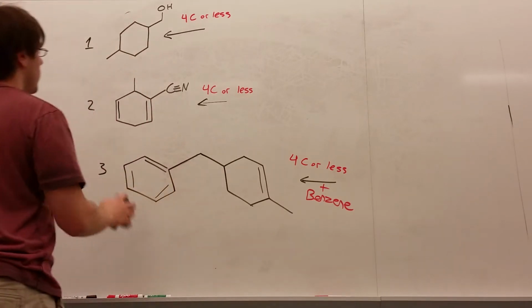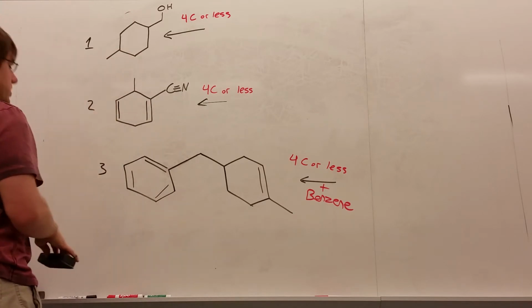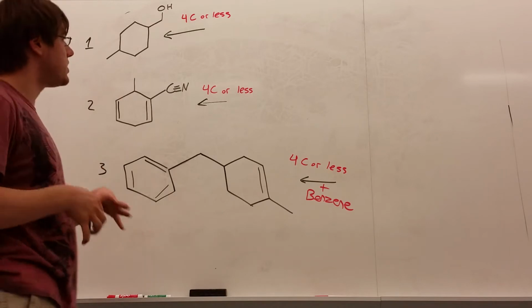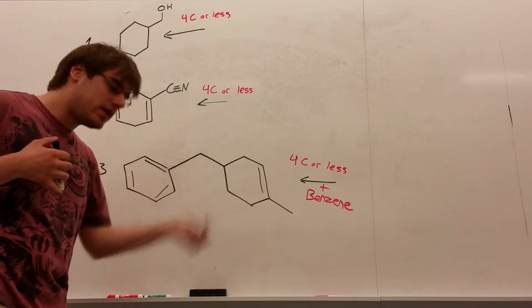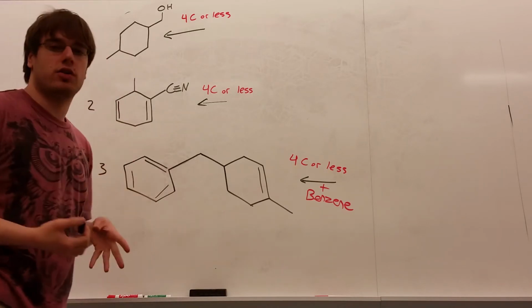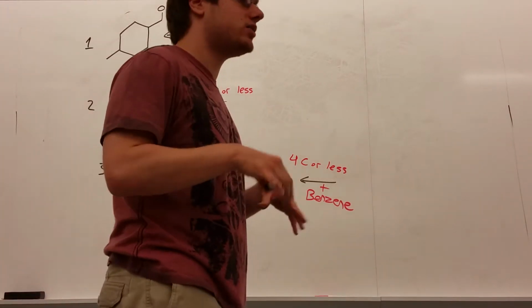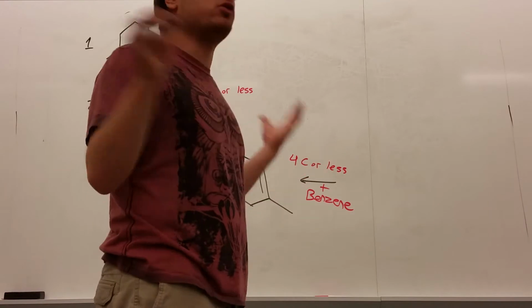So the first question, number 1, we need to synthesize that from 4 carbons or less. And whenever you see a 6-member ring, the first thing you should instantly think is Diels-Alder. Because Diels-Alder is your go-to reaction for making 6-membered rings, until we talk about a couple reactions from the third exam.